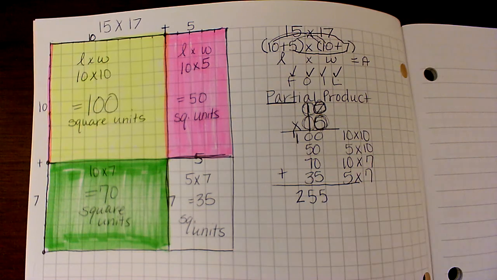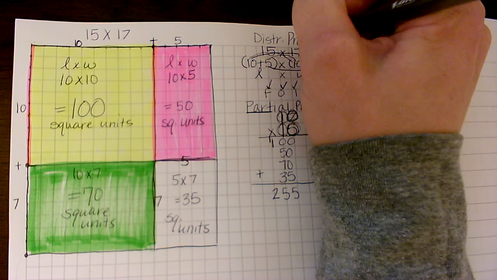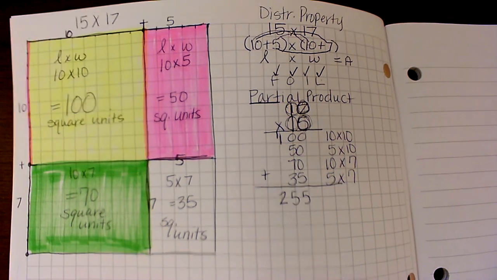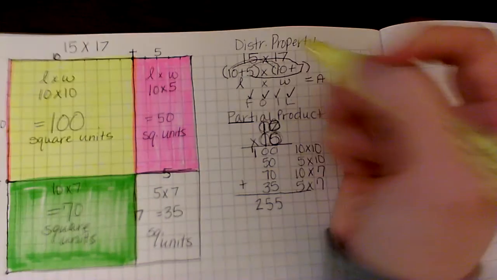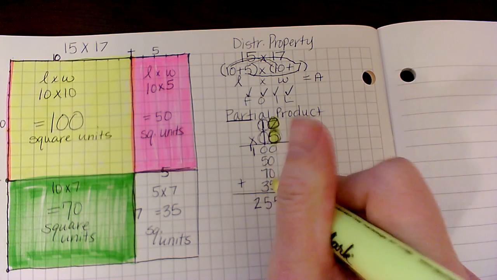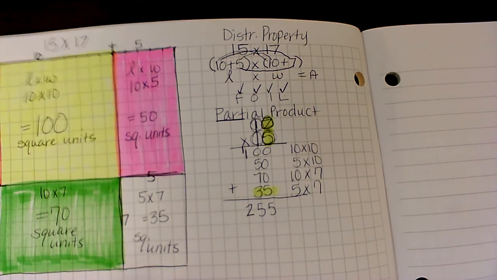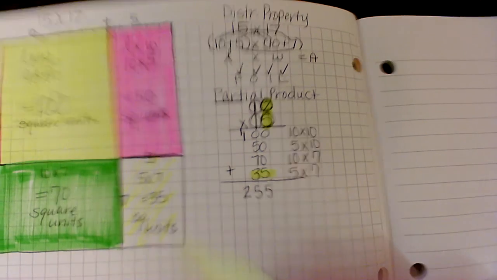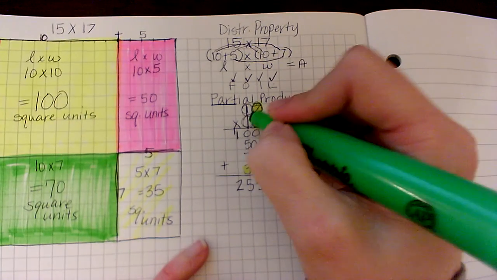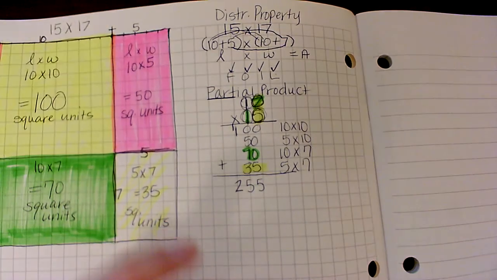So this is our distributive property right here, and then we have our partial products. So what is partial products? Well, partial products is using our 5 by 7, that's this 5 by 7. We have our 10 by 7, so this one 10 by 7, which is 70.